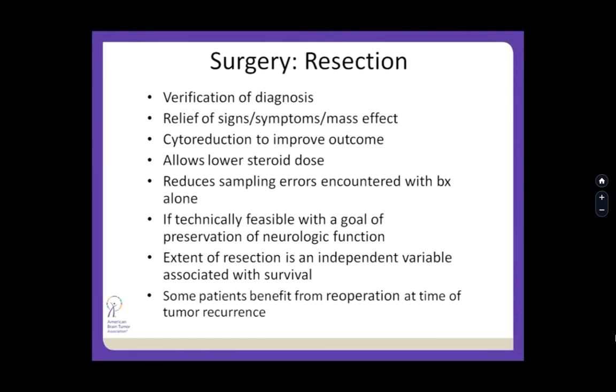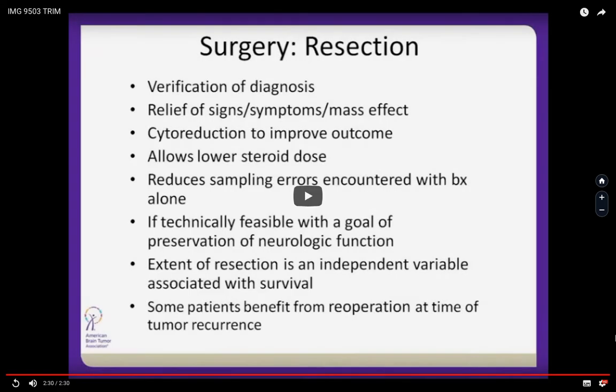But that shouldn't be done at the cost of, say, some serious neurological deficit happening. You know, if we hurt you more than we help you with the surgery, then it's not really necessarily a good thing. Some patients can even benefit from reoperation at the time of tumor recurrence.